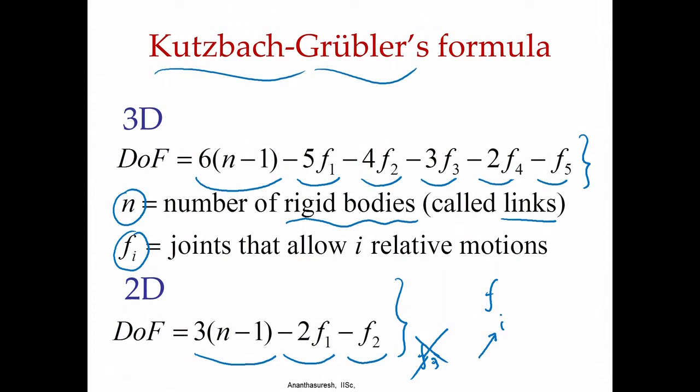relative motion. In 2D, every body has only 3 degrees of freedom in a planar mechanism. So, if you say F3, that means two bodies are not connected. Similarly, F6 is not present here, because again it does not make sense to talk about a joint that allows all 6 relative freedoms that exist between two bodies. So, it stops at F5 in the spatial case, and stops at F2 in the case of planar mechanisms.